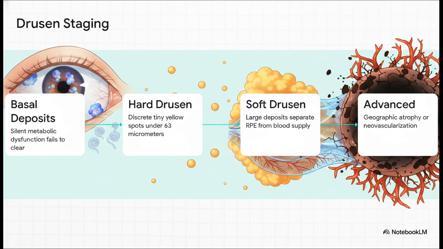Let's trace the staging sequence of AMD. It starts with a silent metabolic dysfunction where those basal deposits just fail to clear. This isolated focal failure results in hard drusen, discrete, tiny yellow spots smaller than 63 micrometers. But as the disease worsens, these deposits grow and they coalesce into soft drusen, expanding beyond 125 micrometers. These large deposits literally start to choke the tissue, physically separating the RPE from its choriocapillaris blood supply. The resulting chronic hypoxia is a massive structural failure. It inevitably triggers either geographic atrophy, causing complete cell death, or neovascularization in wet AMD.